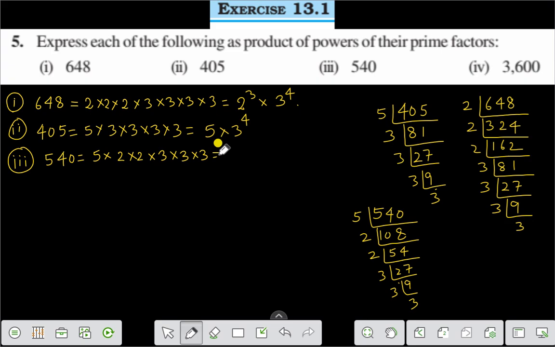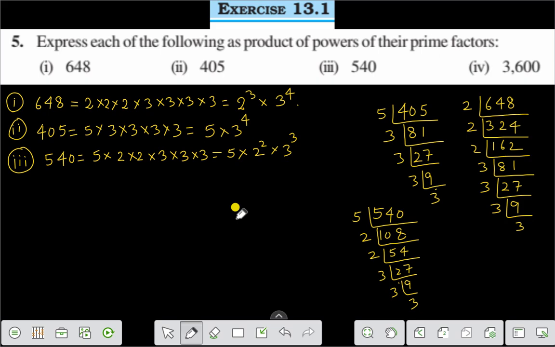Therefore, it can be written as 5 into 2 to the power 2 into 3 to the power 3. Right, that is, we have written here as 3 to the power 3. Right, now we'll solve question number 4.